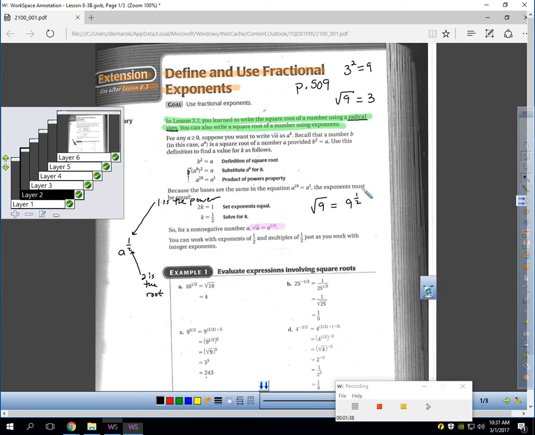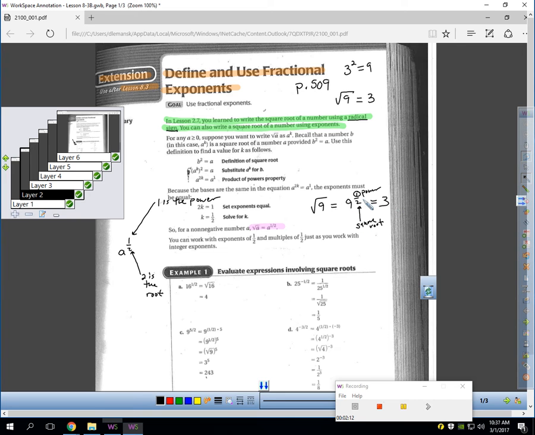9 to the 1/2 power. Let's analyze that. So this means the 1st power of 9. Well, 9 to the 1st power is 9, and then this says take the square root. Well, what's the square root of 9? It would equal 3. 9 to the 1/2 power equals 3.